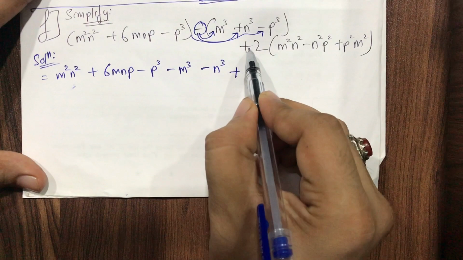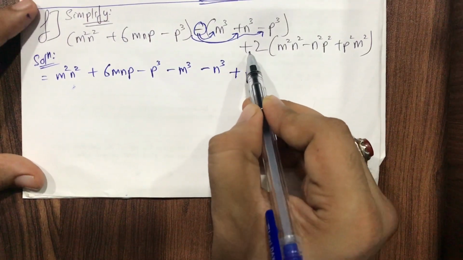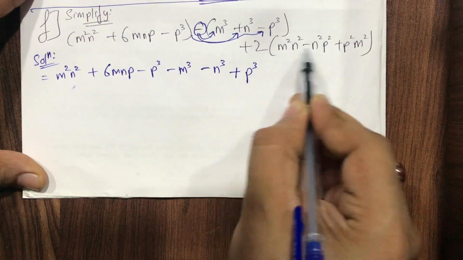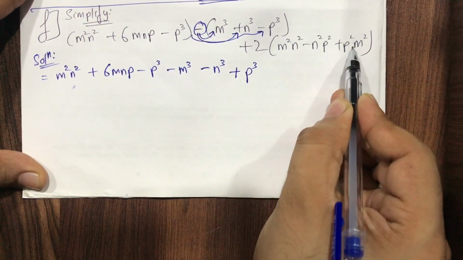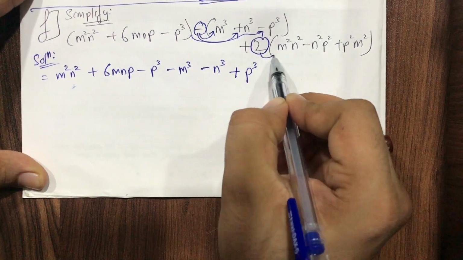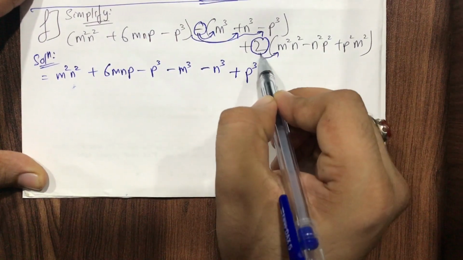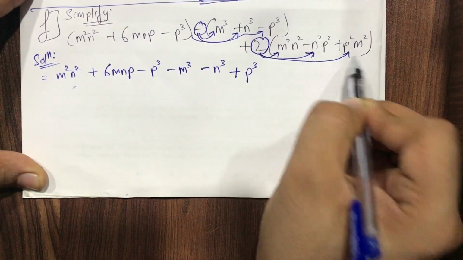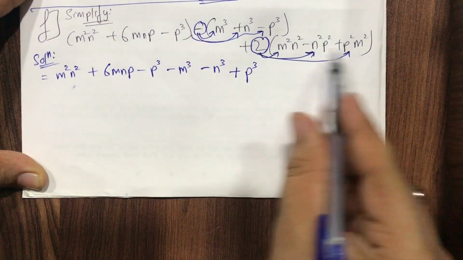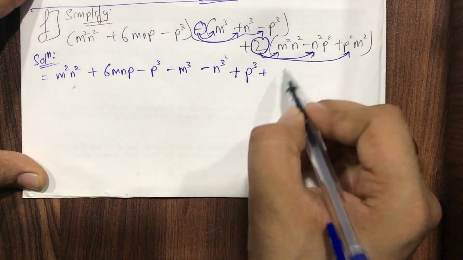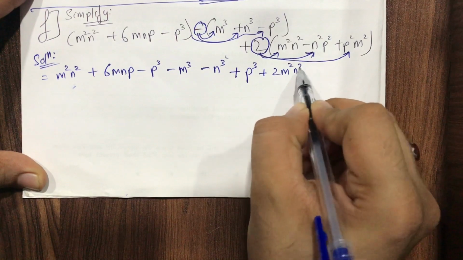Now it's plus. So no need to take any tension, because whenever we have plus outside any expression or bracket, every sign of the upcoming expression remains the same, but we have to take care of this plus 2. So this 2 will be multiplied with this term, this 2 will be multiplied with minus n square p square, and this 2 will be multiplied with plus p square m square. That's it, but the sign will remain intact because we have plus sign. Okay, so this will be plus 2 m square n square.